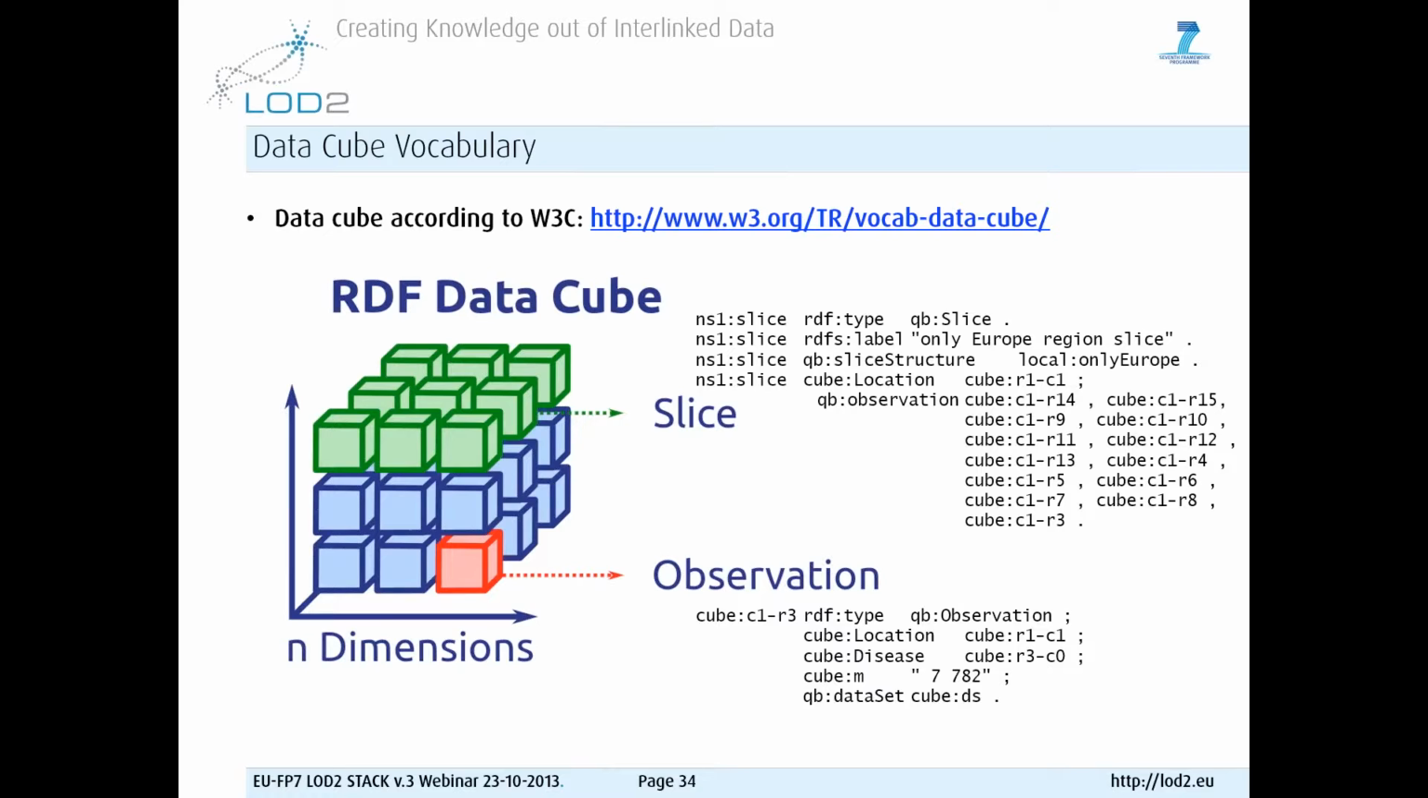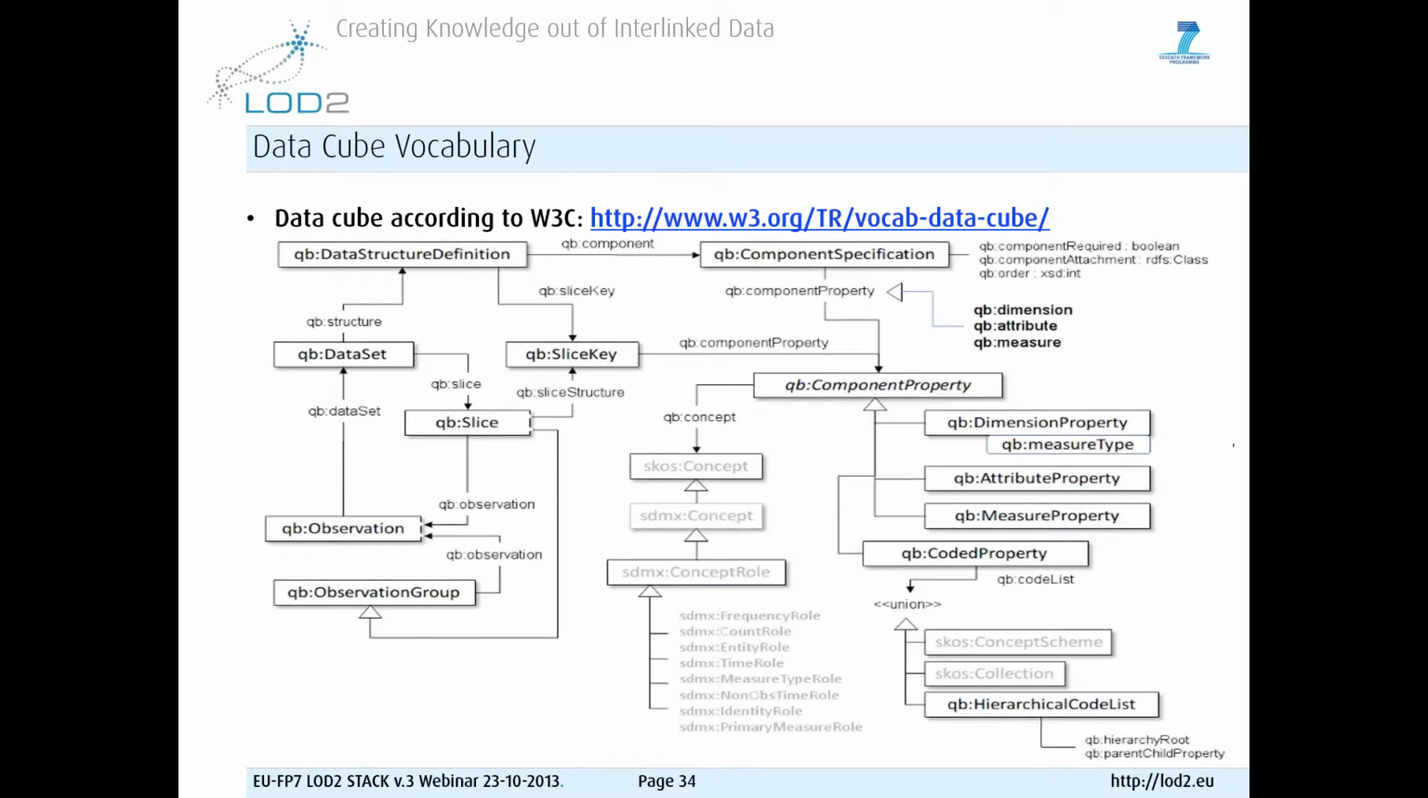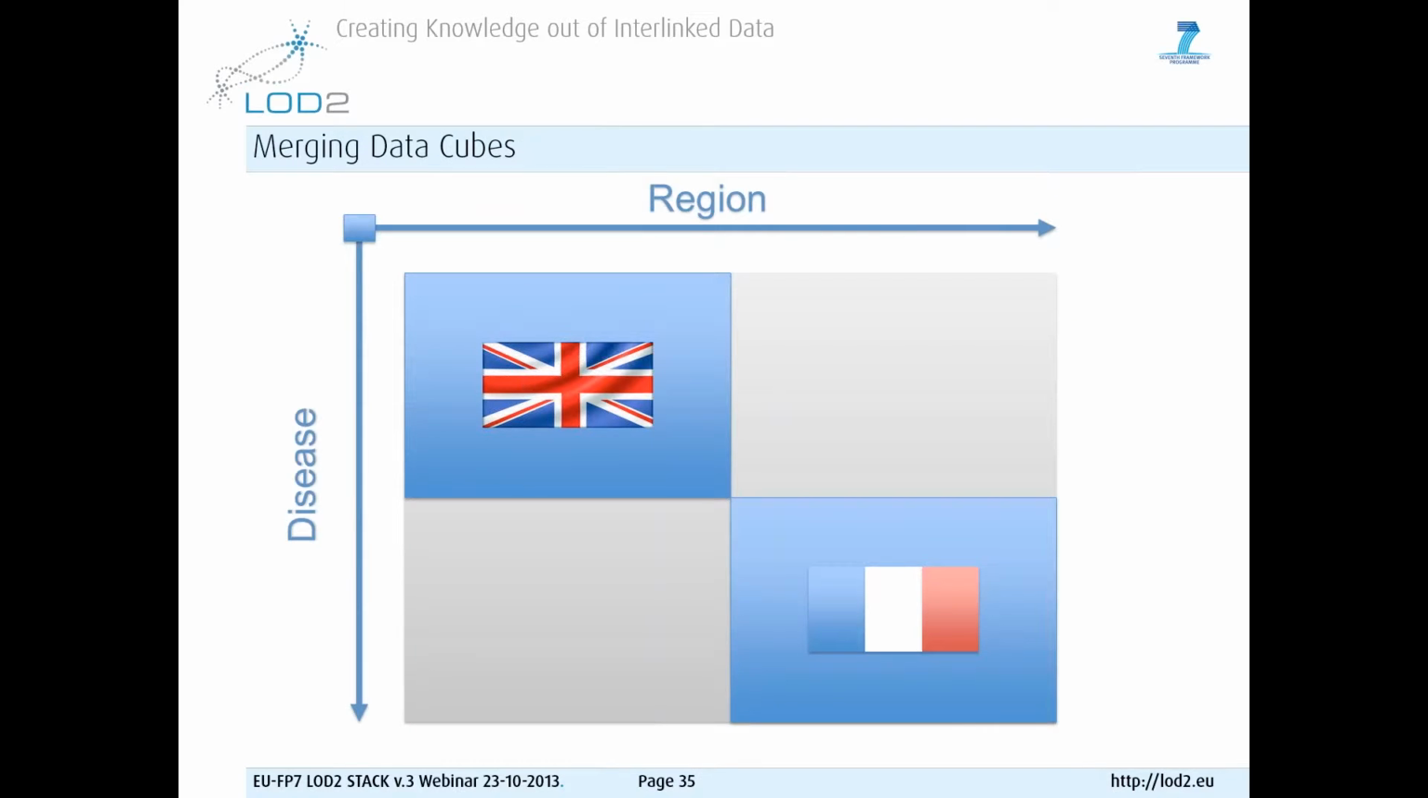Now let's have a look at one of those observations. As you can see in triples here, we see one observation, and the observation has a location dimension value, which is URI, and a disease value, which is URI2. The fact that this is a URI means that you can connect any data that you want to this URI. There's also a measurement value, which is 7,782 in this case. And the observation has a link to the data cube that it is part of.